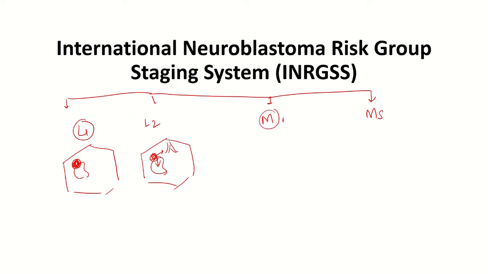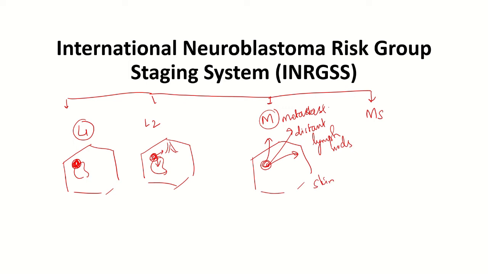In M, which is nothing but metastasis, we find distant metastasis to the adjacent organs, distant lymph nodes, skin, liver, bone, and marrow. And MS is a special category. It is seen if it is present in children under 18 months of age, and there is limited metastasis.